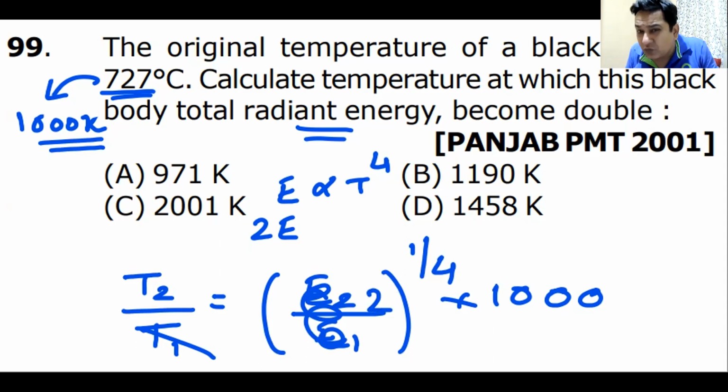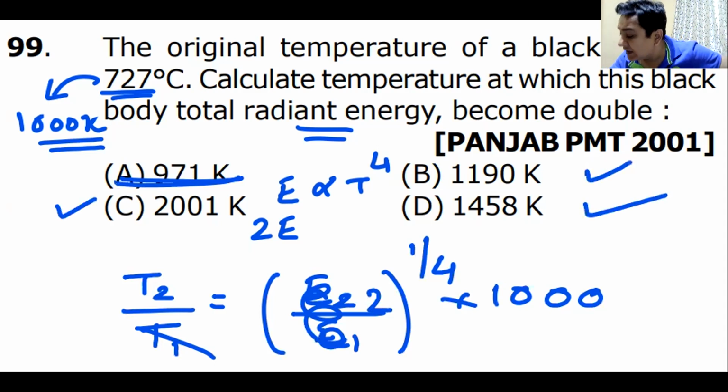Now you may not know what is the fourth root of 2, but you can use common sense and give me the answer. The first option is obviously wrong because it cannot be less than 1000 Kelvin. The only options which are possible are B, D, and C. C is 2 times 1000. 2 times 1000 is not possible. So this option goes away. Yes or no?